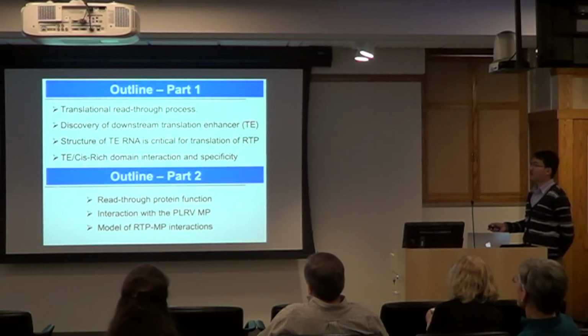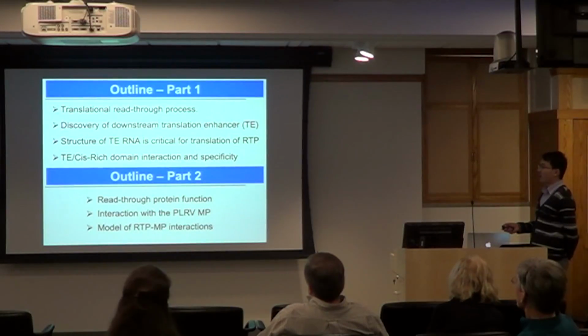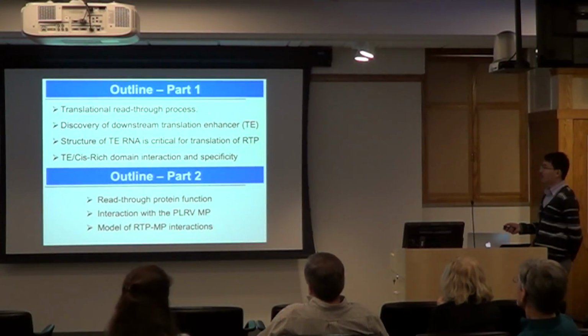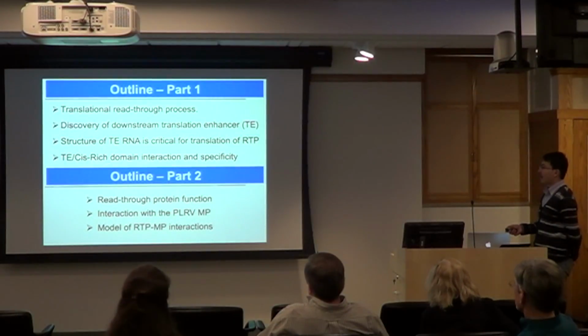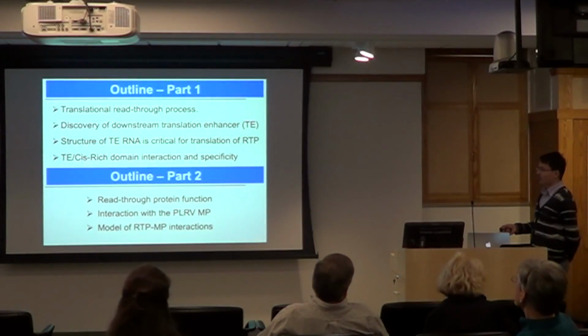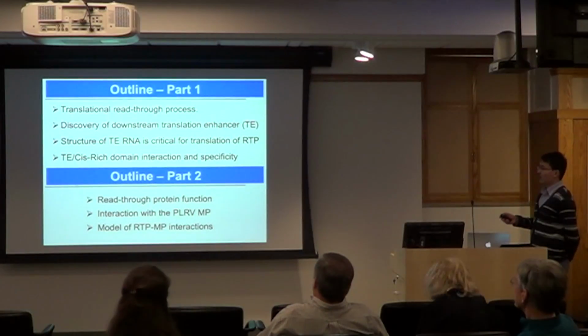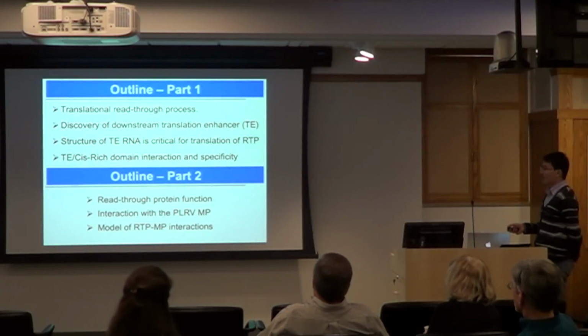So here's the outline of my talk. In part 1, I will introduce the translational read-through process. We discovered a downstream translation enhancer. The structure of the translational enhancer is critical for translation of RTP. And the interaction between the translation enhancer and the cysteine-rich element is very important for read-through protein translation. In part 2, I will introduce the read-through protein section.